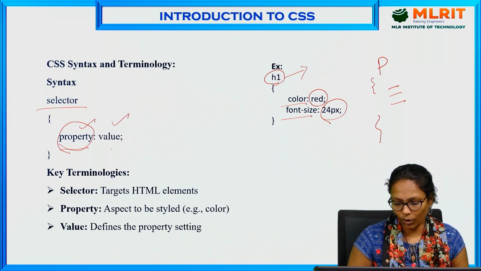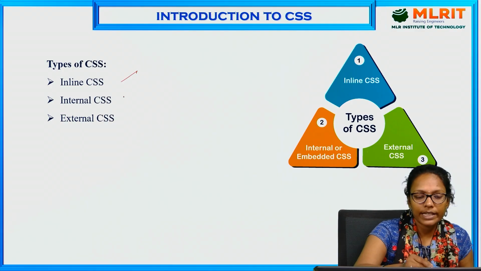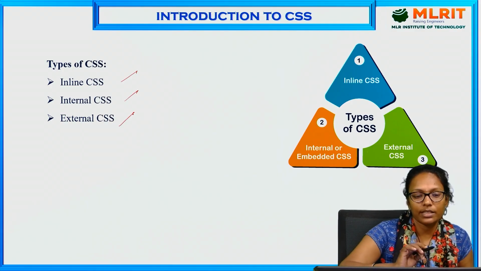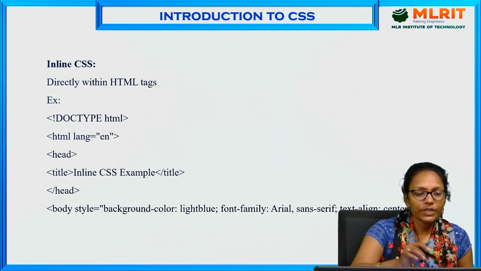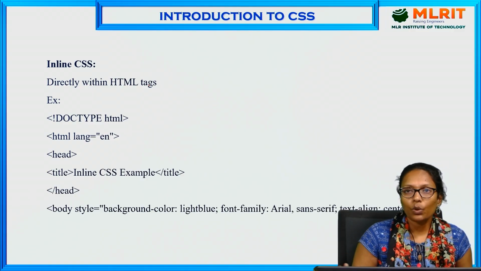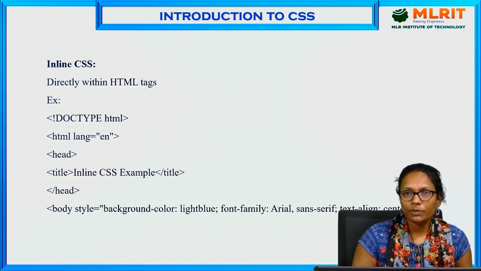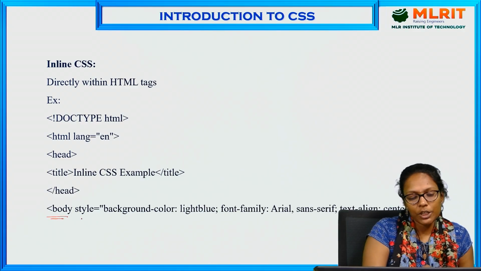Coming to the types of CSS, there are 3 types of CSS: inline CSS, internal CSS, and external CSS. We'll see one by one in detail. The first one is inline CSS, directly within the HTML tags. Along with the tag itself, you're mentioning some set of styles, which we call inline CSS. Here, if you observe within the body tag, along with the body tag itself, I'm mentioning these styles.